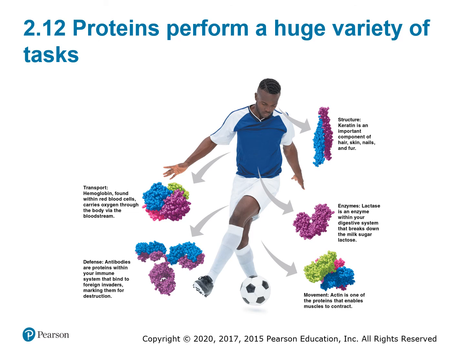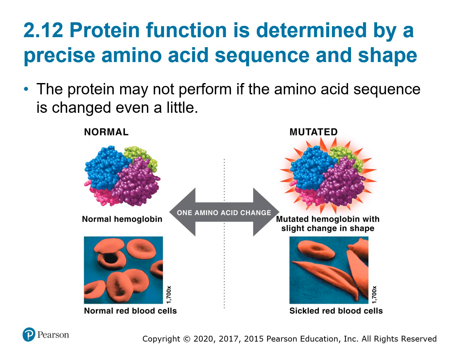In your body, proteins perform a huge variety of tasks. Protein function is determined by precise amino acid sequence and shape. So just a small change in the instructions for making a protein, for example, for making hemoglobin in blood cells, can result in a disease called sickle cell anemia.